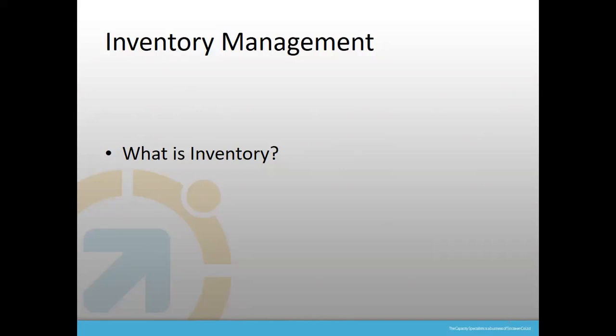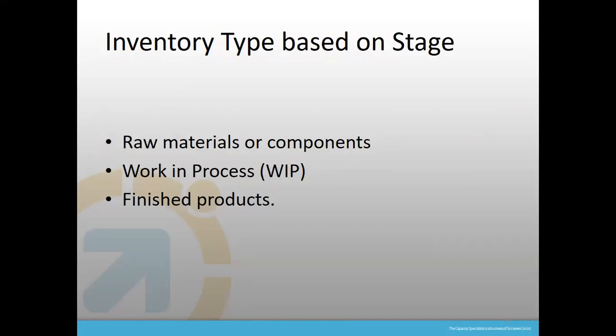You know what stock is, right? We keep stock, right? What is stock? Stock is what we have in our warehouse. If we talk about a factory, that would be raw materials or components in the warehouse for the raw materials, and the finished products in the warehouse for the finished products. In between, we have work in process.